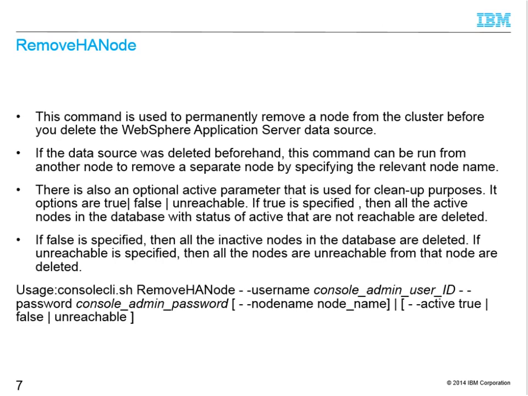There is also an optional active parameter that is used for cleanup purposes. The options are true, false, and unreachable. If true is specified, then all the active nodes in the database with status of active that are not reachable are deleted. If false is specified, then all the inactive nodes in the database are deleted. If unreachable is specified, then all the nodes that are unreachable from the nodes are deleted.